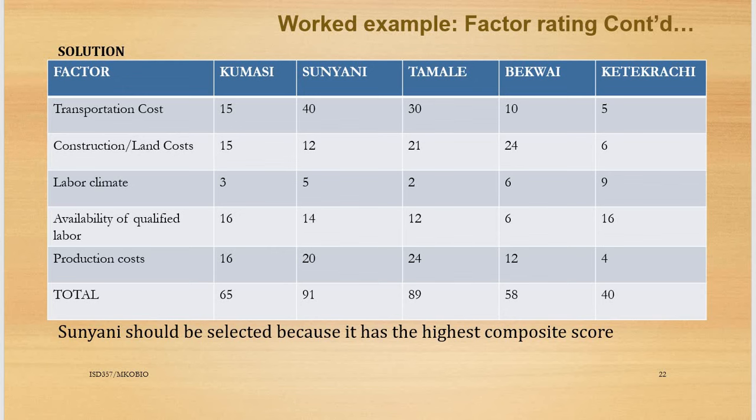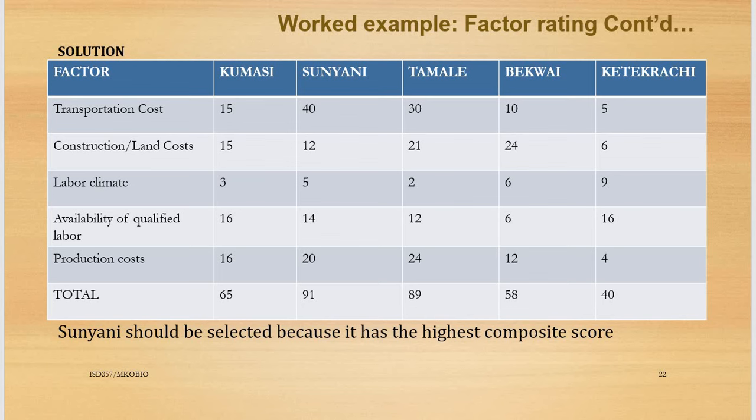So how do you find the total? You add all the numbers for Kumasi together, you add Sunyani's together, Tamale's together, Bekwai's together, Kente Krachi's together. And then the highest number is what we are going to consider. Here you can see that the addition of 15, 15, 3, 16, and 16 for Kumasi gave us 65. The addition of 40, 12, 5, 14, 20 gave us 91. The addition of 30, 21, 2, 12, 24 gave us 89. The addition of 10, 24, 6, 6, and 12 gave us 58. The same goes for Kente Krachi: 5, 6, 9, 16, 4 gave us 40.